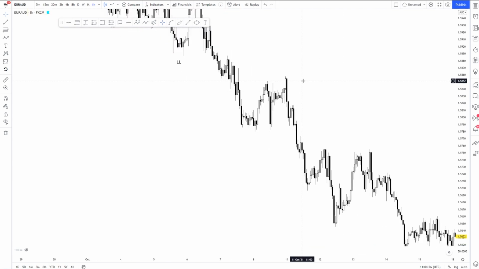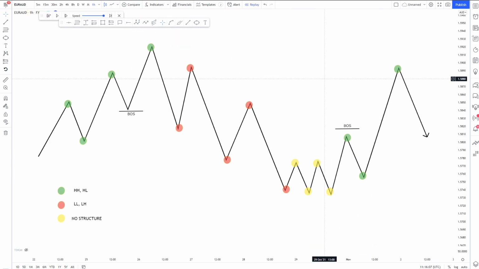Hey guys, so the video got cut for some reason, but let me just do a quick recap of what we went through in this video. So here you have the terms. The green boxes are the higher highs and higher lows, the red are lower lows and lower highs, and the yellow is no structure. One thing that I want to emphasize, basically two things.